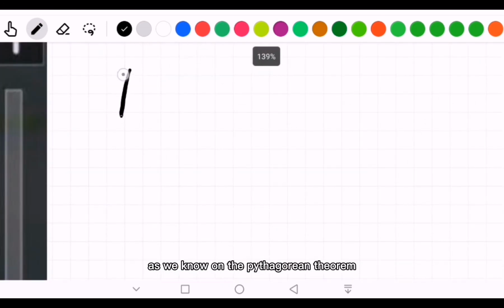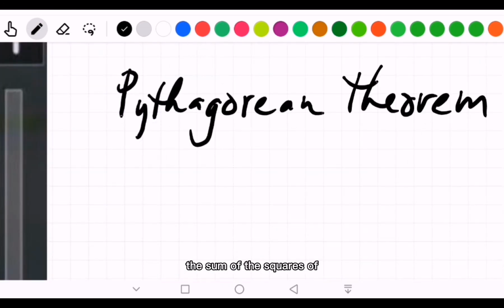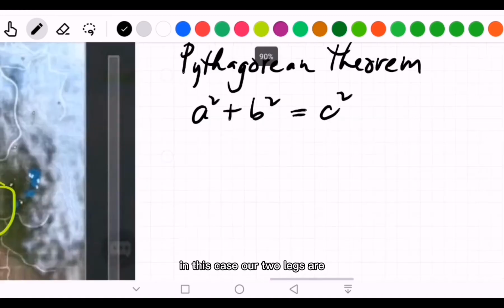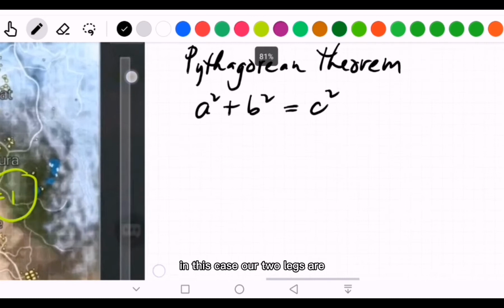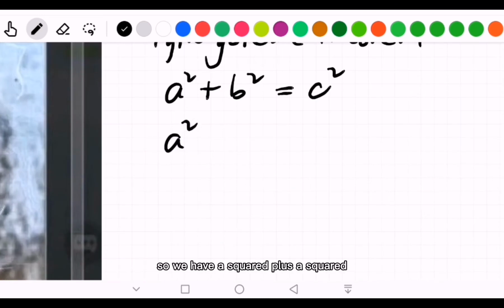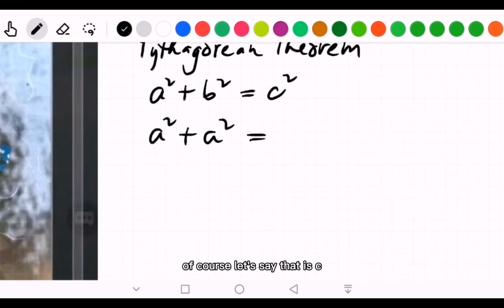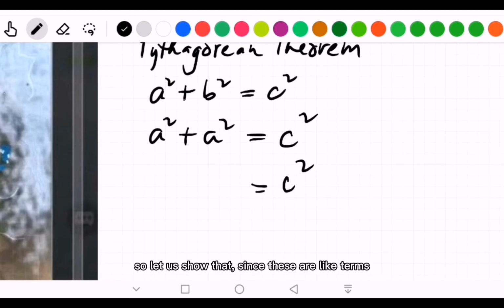As we know, in the Pythagorean theorem, the sum of the squares of the two legs is equal to the square of the hypotenuse. In this case, our two legs are represented by A, so we have A squared plus A squared, and our hypotenuse is represented by, of course, let's say C. If we retain that, we'll be able to identify that the hypotenuse really measures A square root of 2. So let us show that.